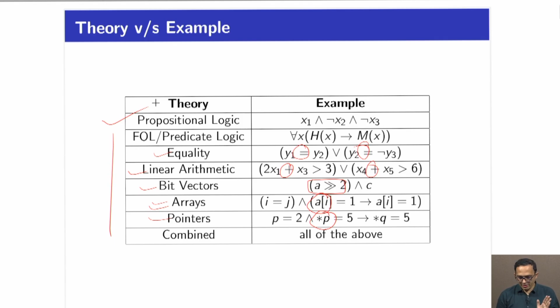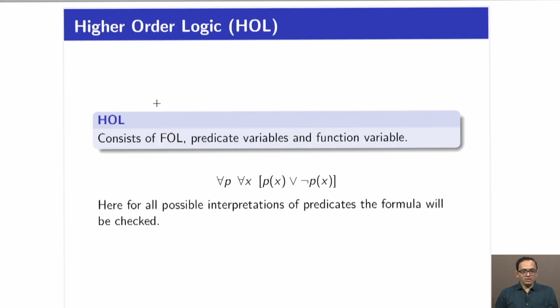Okay. I think you can see the difference between propositional logic, first order logic and then first order logic with theories. You are adding more expressive power. Now, I will move on to higher order logic, in which you have the first order logic and you also have predicate variables and function variables. I will talk about the difference from a constant.